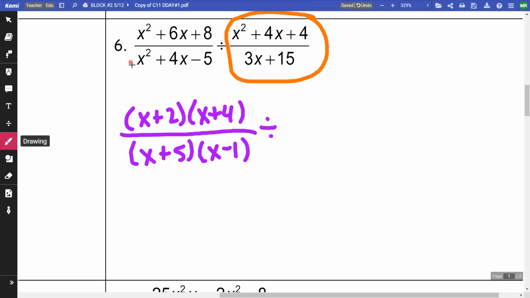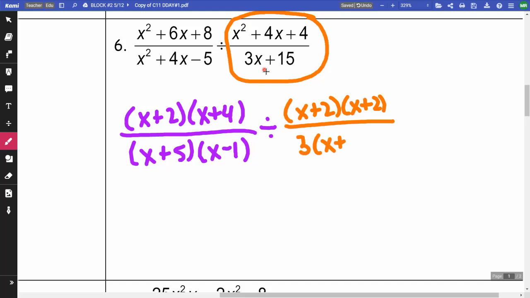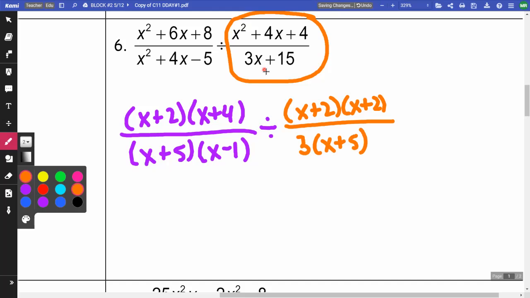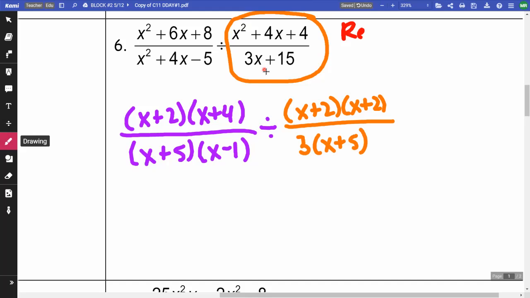Divided by, and let me keep this as is at first. So here, what multiplies to a 4 and adds to a 4? So that's going to be an x plus 2 squared, or x plus 2 times x plus 2. My denominator, I have a 3 I can factor out, and I'm going to get an x plus 5. So I'm going to need to do restrictions. And so in my purple denominator, x cannot be a -5 or a 1. In my orange denominator, again, it can't also be -5. The 3 is not going to affect anything.